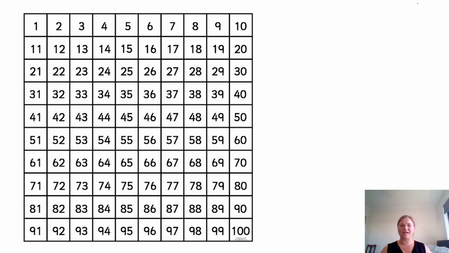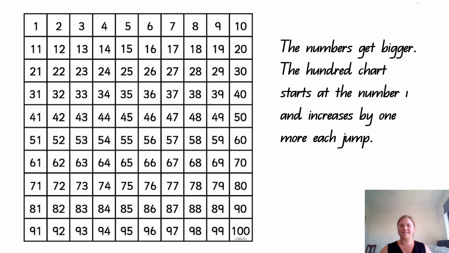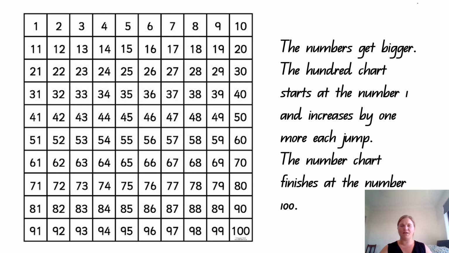Let's have a look at this hundreds chart. I can notice a few different things on this hundreds chart. I can see that the numbers get bigger as the hundreds chart goes along. The hundreds chart starts at the number 1 and it increases by 1 more each time we jump a square. The number chart finishes at the number 100.